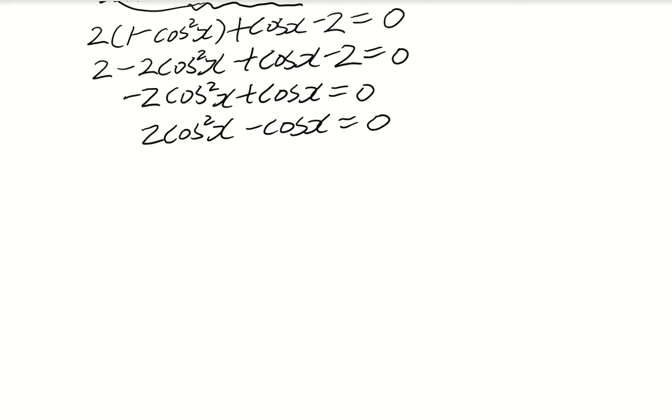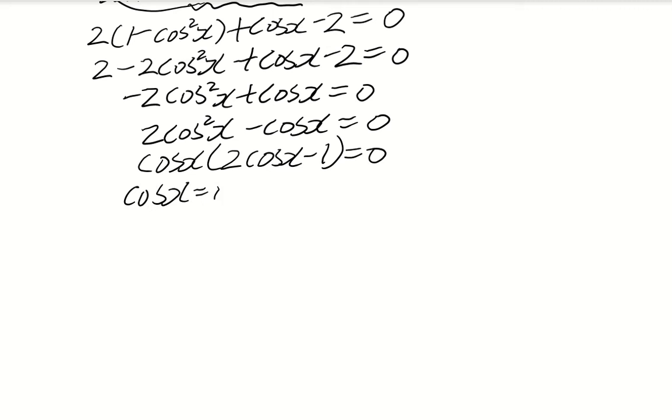Notice that I'm just doing algebra every single line. I'm not doing much trigonometry yet. Then the common factor is cos x. I'm going to take the common factor out. I'll have cos x times (2 cos x minus 1) equals 0. Therefore, you have cos x equals 0 or 2 cos x minus 1 equals 0.